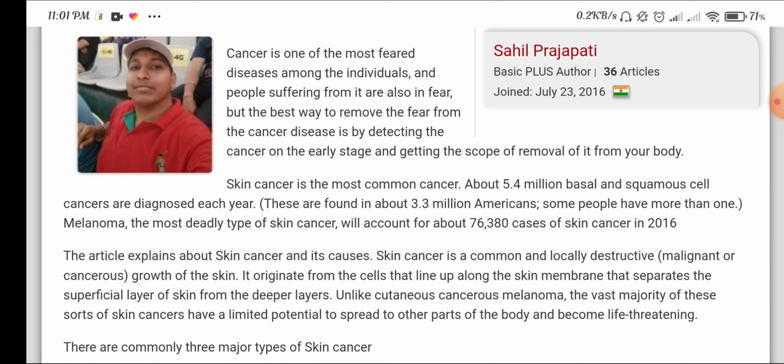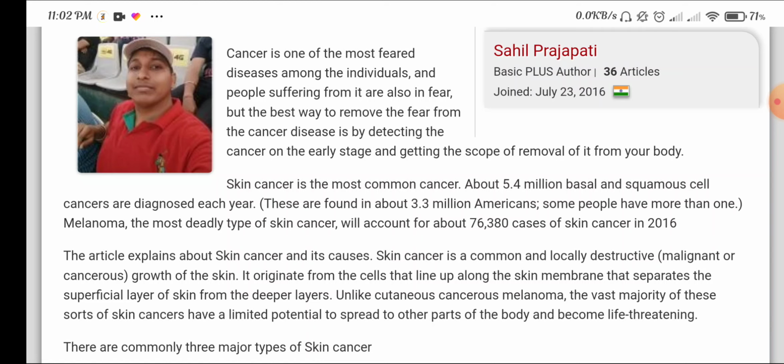Skin cancer is the most common cancer. About 5.4 million basal and squamous cell cancers are diagnosed each year. They are found in about 3.3 million Americans. Some people have more than one.